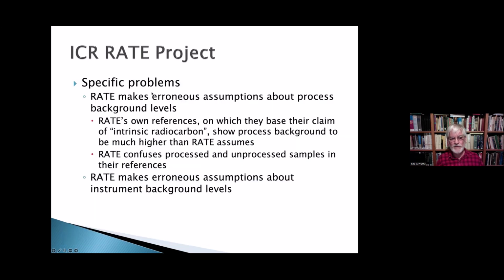So there are specific problems in this study. They made wrong assumptions about background levels, and their own references in their study where they claim to see intrinsic radiocarbon show that this is really background of the instruments and of the process. And they confused a bunch of samples. They confused ones that were processed chemically and ones that were unprocessed. And they made bad assumptions about the instrument background. So I think they're just seeing instrument background and chemical process background, and they're thinking that's intrinsic.